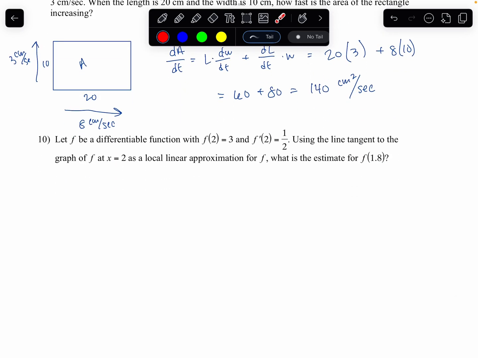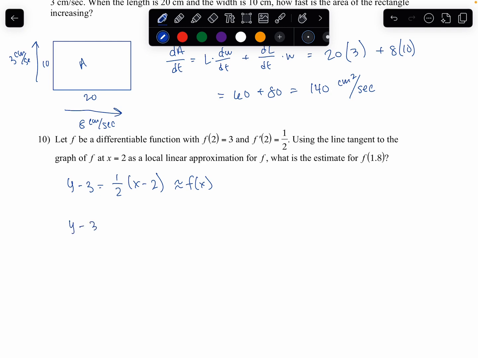Okay, number 10. Let f be a differentiable function with f of 2 equal to 3 and f prime of 2 equal to 1/2. Using the line tangent to the graph of f at x equals 2 as a local linear approximation for f, what is the estimate for f of 1.8? So I'm going to make a tangent line: y minus 3 equals 1/2 times (x minus 2). This is approximately equal to f of x around values of x equals 2, and we want to approximate f of 1.8, so I'm going to plug in 1.8.